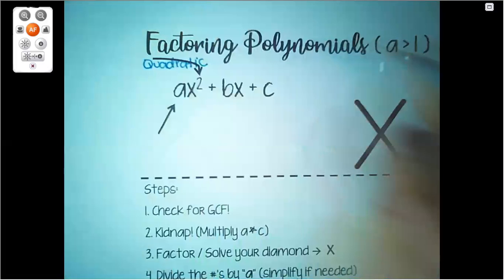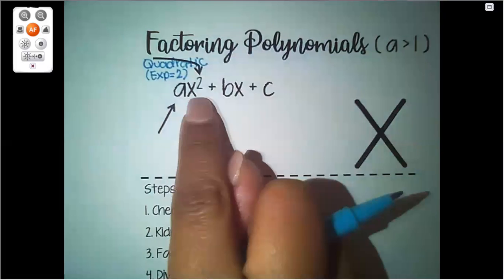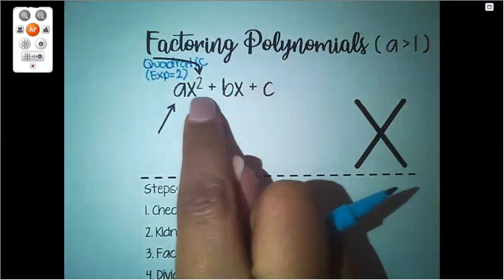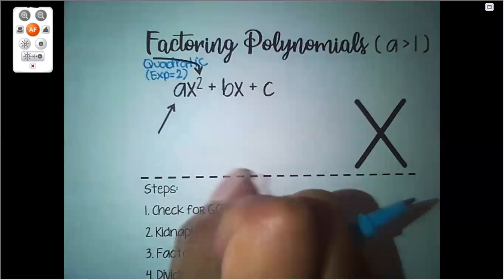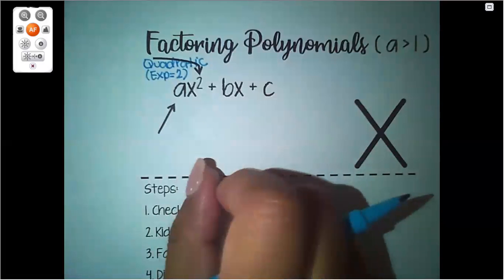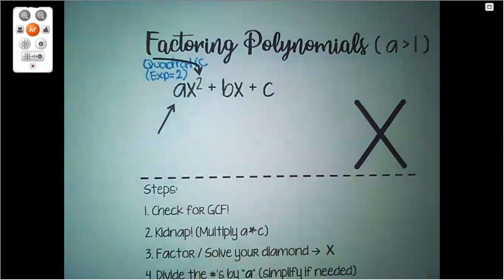It is a quadratic function because the largest exponent is 2. If it was the exponent of 3, that would be a different story, okay? Now, because this is still 3 terms, this is considered what? A trinomial.